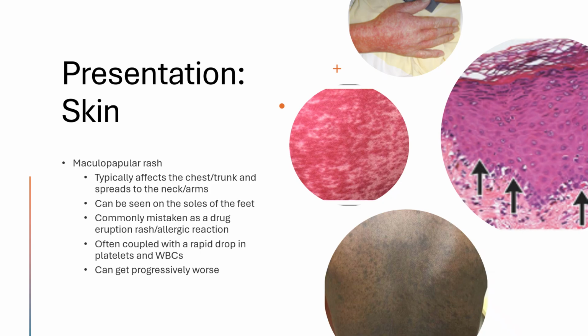In advanced cases, rashes may progress to generalized ulcerations or bullous lesions, or you might even see sloughing off of the skin. Hair follicles can also be injured or destroyed.